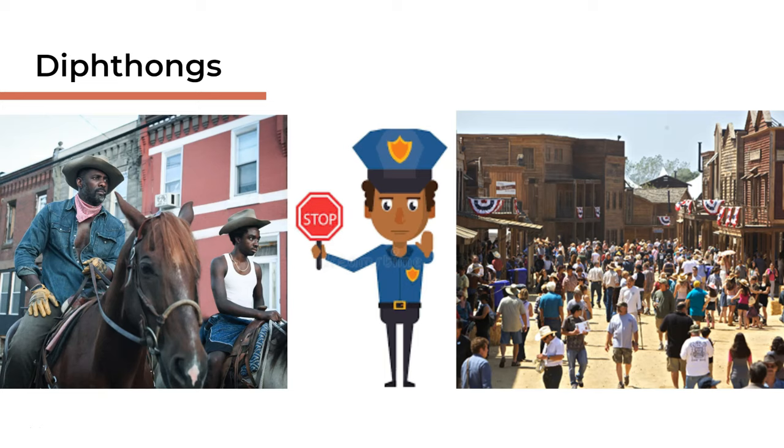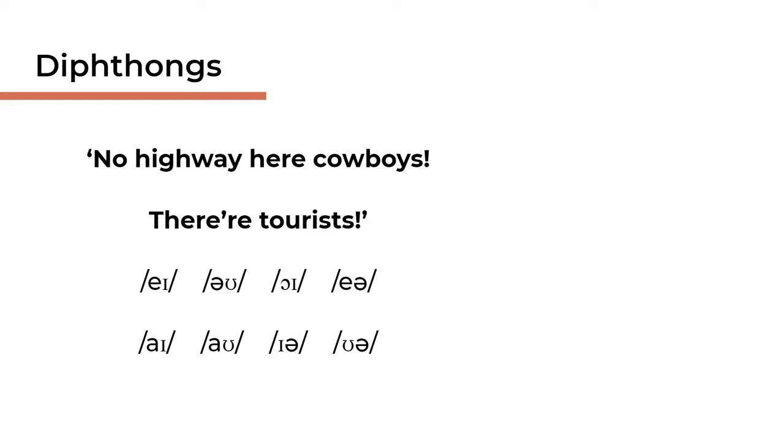How does that link in with our diphthongs? Let's just quickly recap. We've got cowboys, we've got a sheriff telling them, stop, you can't go here. And then we have a lot of tourists on the street. So we can make up a tiny little story consisting of two sentences. The two sentences are: no highway here, cowboys. They're tourists. This is what the sheriff is saying. No highway here, cowboys. They're tourists. The good thing is that in this little mini story, these two sentences, we have all our eight diphthongs. And apart from the last word, they're actually in each syllable.